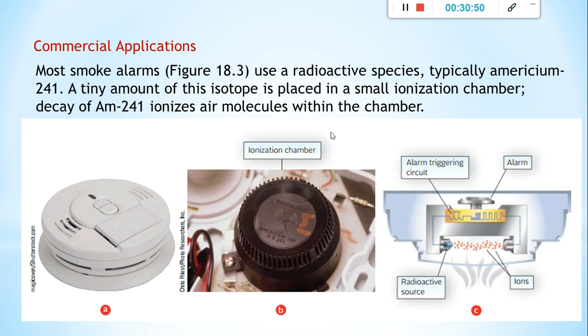We also have here commercial applications. As shown, most smoke alarms use radioactive species, typically americium 241. A tiny amount of this isotope is placed in a small ionization chamber. The decay of americium 241 ionizes air molecules within the chamber.